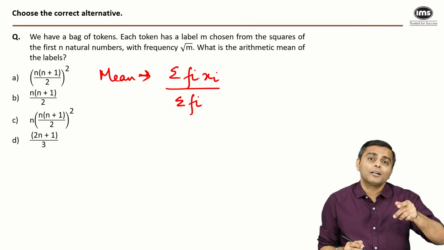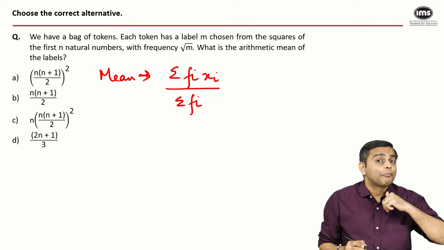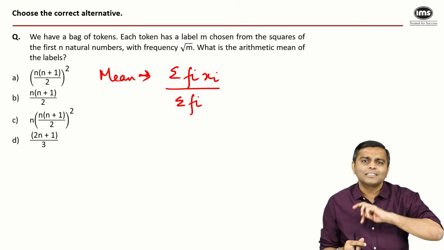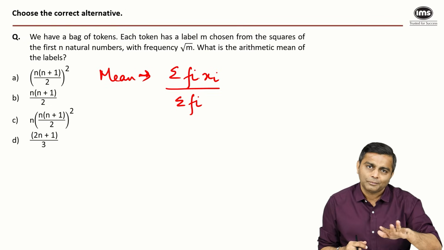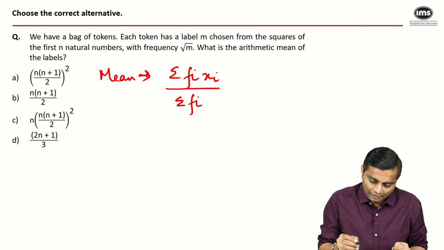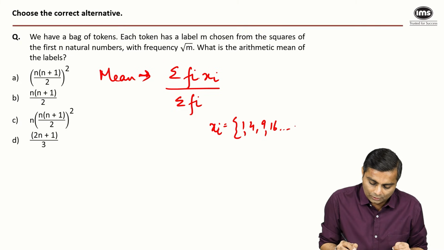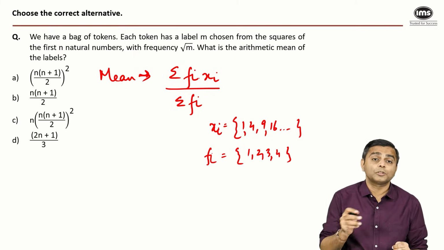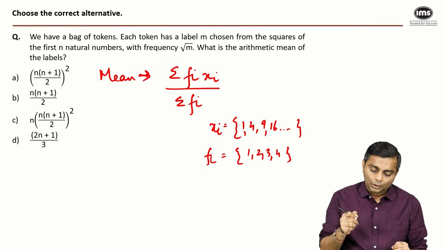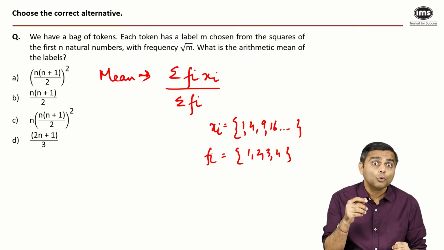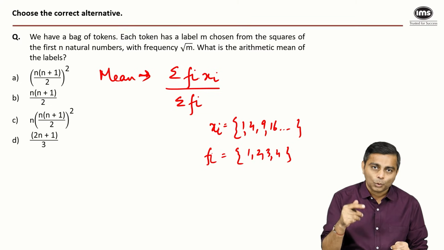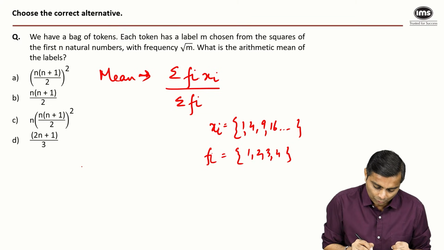Which means 1 occurs 1 time, 4 is occurring twice, 9 is occurring thrice, 16 will occur 4 times, and so on and so forth, correct? So, if I have to list it down, Xi is nothing but 1, 4, 9, 16, and so forth. Fi is nothing but 1, 2, 3, 4 and so on. So, summation of Fi into Xi: 1 into 1, 2 into 4 is rather 2 cube, 3 into 9 is 3 cube, 4 into 16 is 4 cube, and so on and so forth, correct?